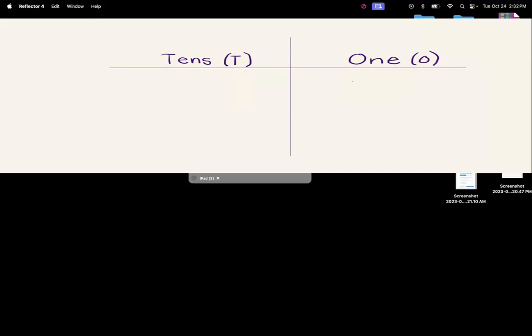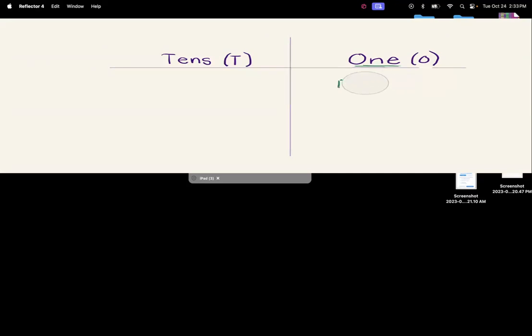Let's try again. Ready? You have the number 4. How many ones blocks, ones cubes, do you need to make the number 4? Let's try together. 1, 2, 3, 4. Each one of these blocks is worth 1. If you add them up, they make 4.